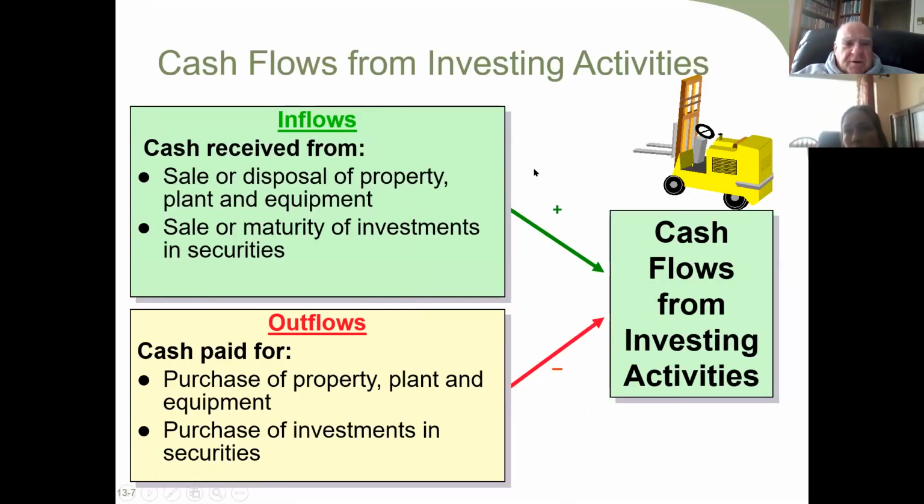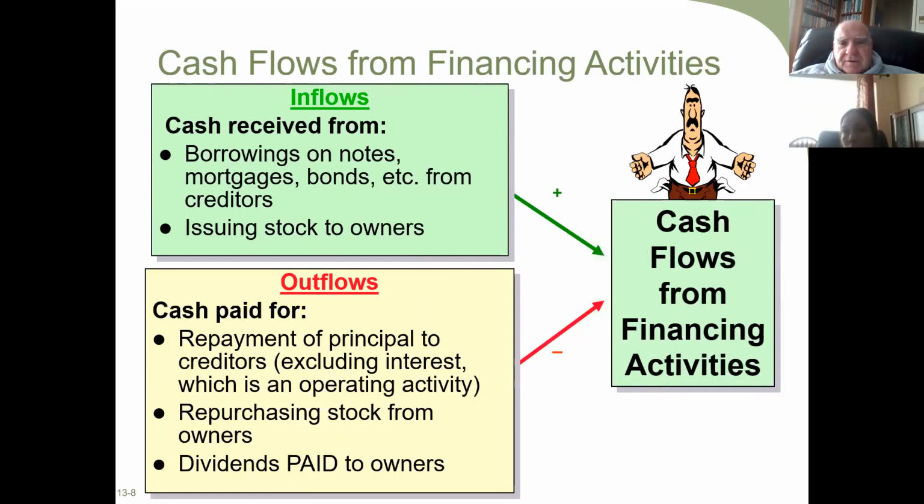Investing, this is money we receive when we sell one of our investments, be it a piece of equipment or treasury stock, like we learned in the prior chapter. Outflows, well, outflows mean any cash that goes out the door in terms of buying an investment. We buy a bunch of forklifts. We buy stock in Apple. That is investing.